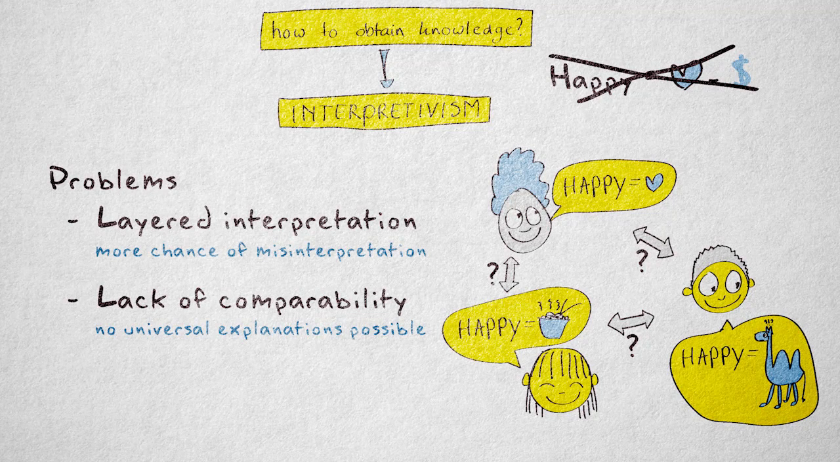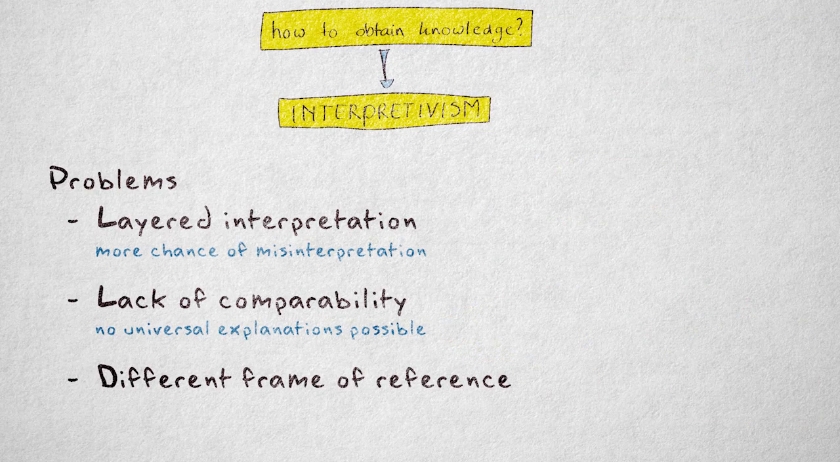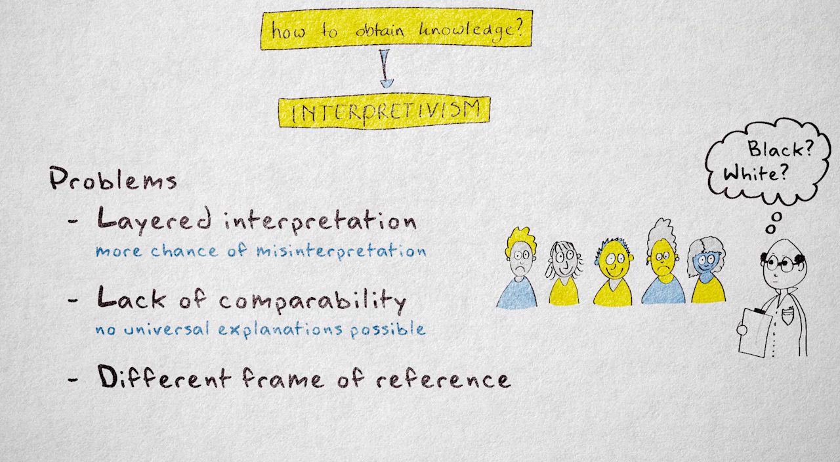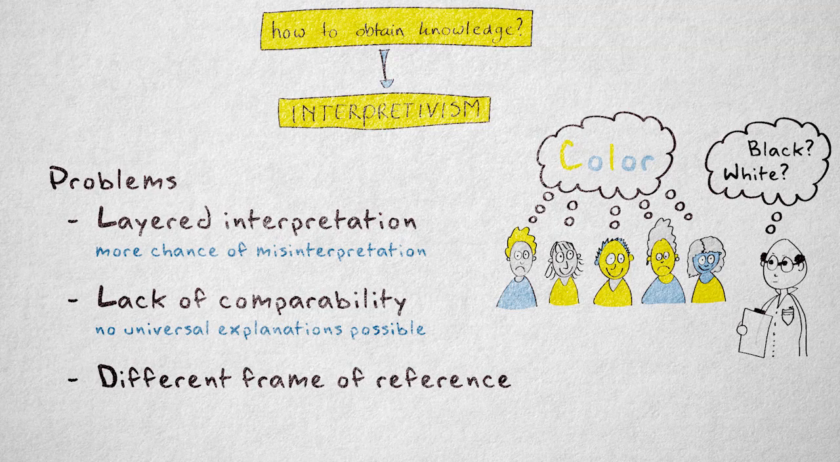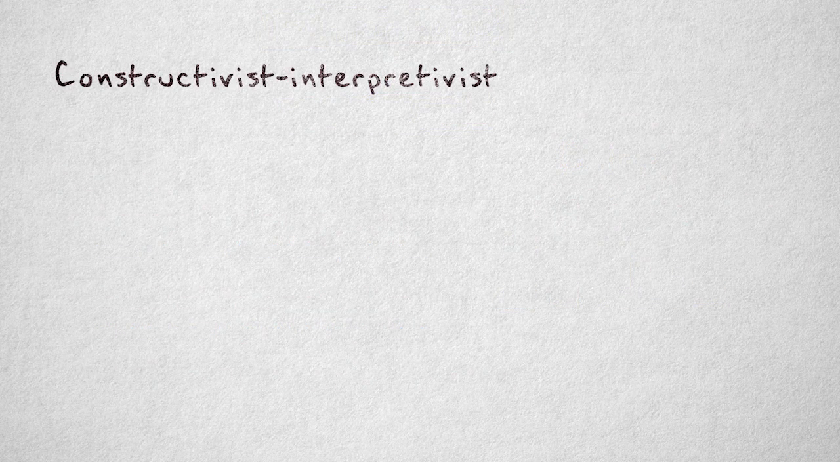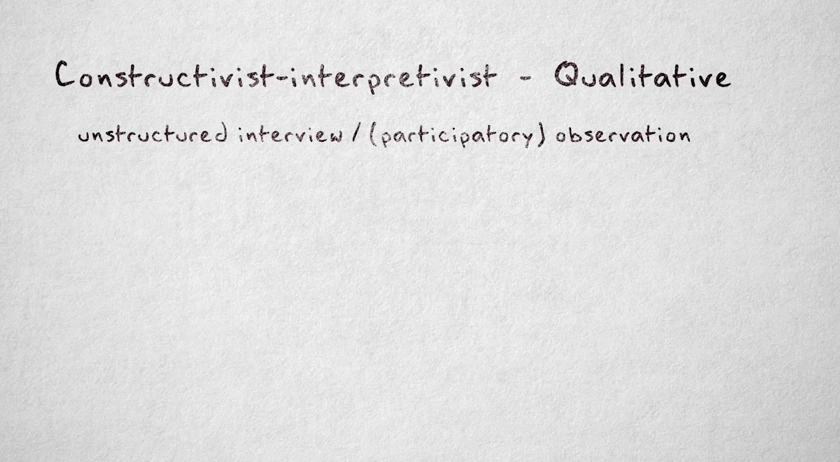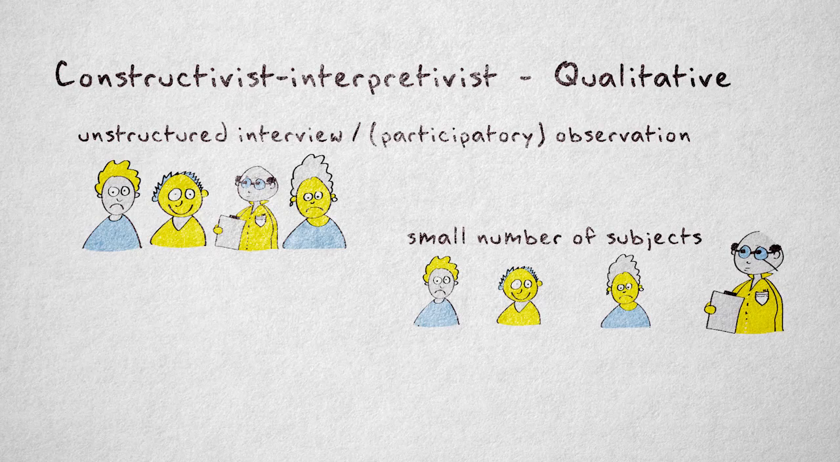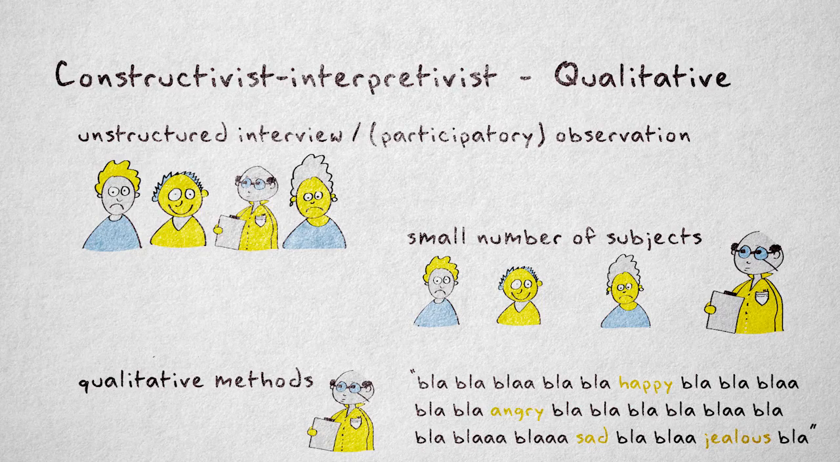A third problem is a difference in frame of reference. If the frame of reference of the researcher is very different, it can be hard for the researcher to assume the subject's point of view. This makes it hard to find out what the relevant aspects of the social context even are. The constructivist-interpretivist view is generally associated with a qualitative approach to science. That means observations are made through unstructured interviews or participatory observation, where the researcher becomes part of a group to observe it. The data are obtained from one or just a few research subjects. The data are analyzed qualitatively by interpreting texts or recorded material.